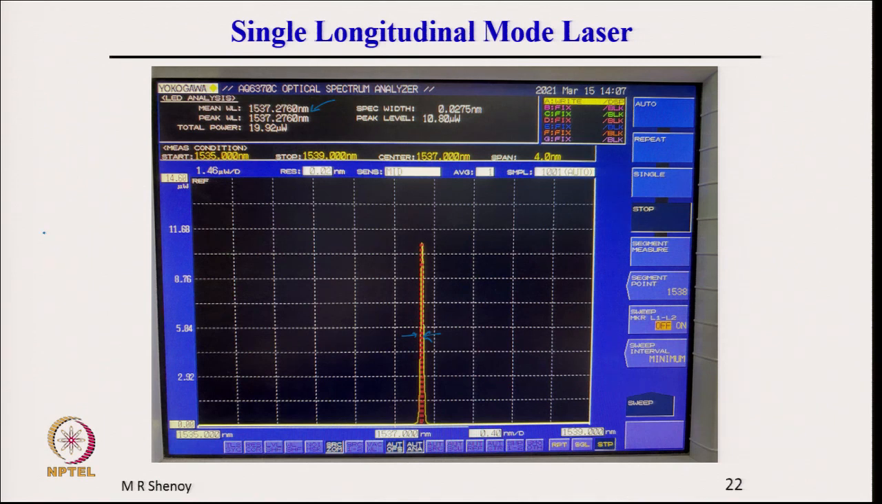So, this is an optical spectrum analyzer, OSA, the output of an optical spectrum analyzer, which is there in our lab. This is a Yokogawa make optical spectrum analyzer. All the parameters are there, various resolution, width, peak, everything is analyzed and provided in this.